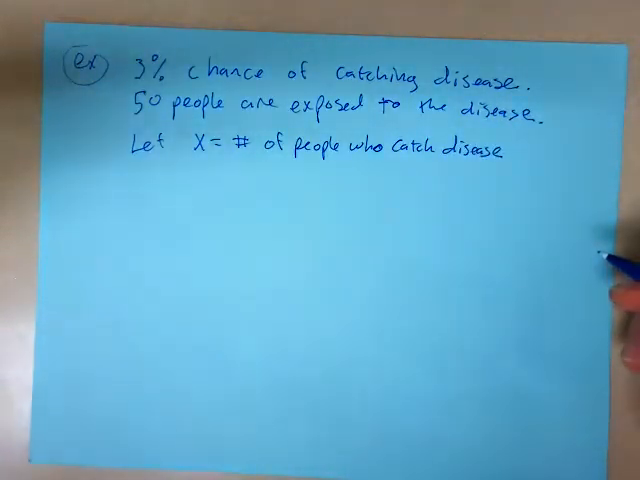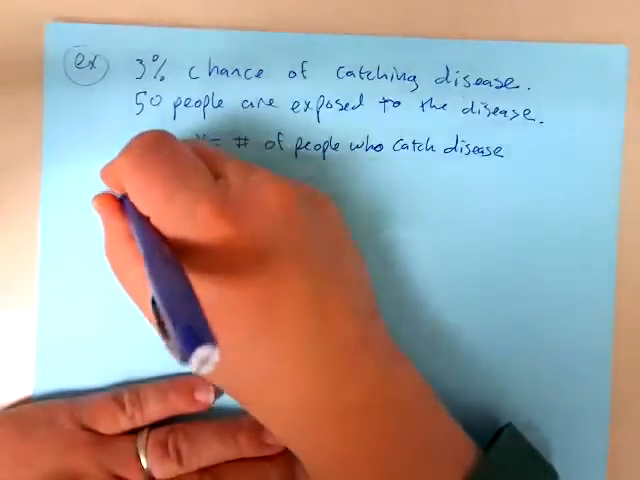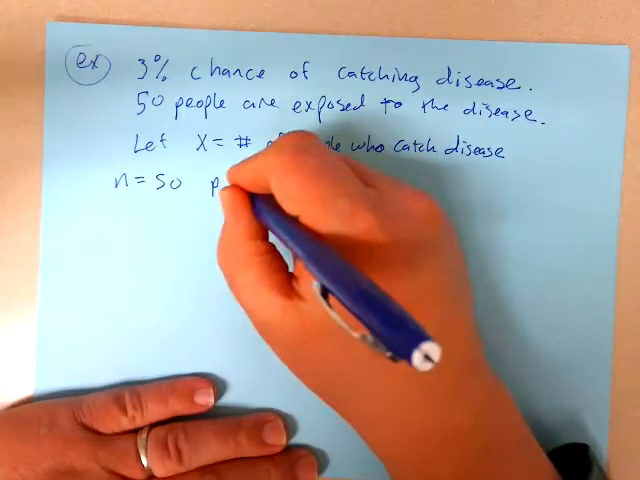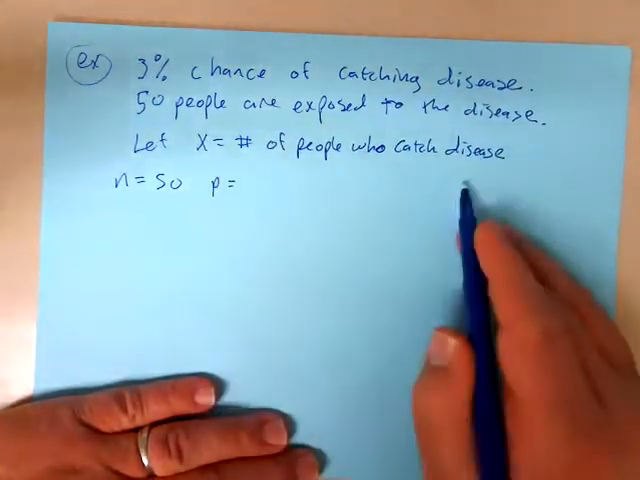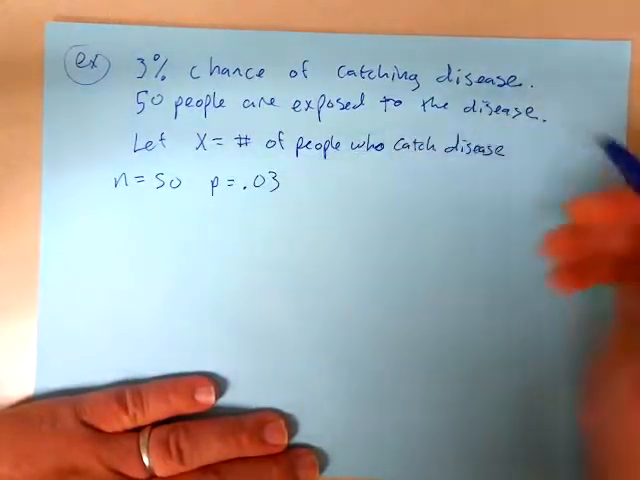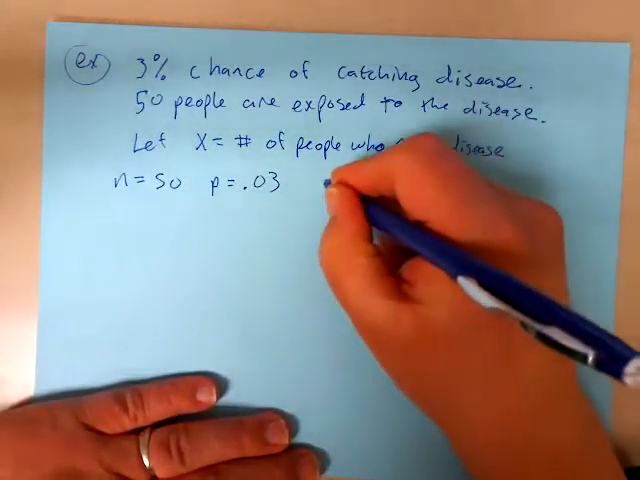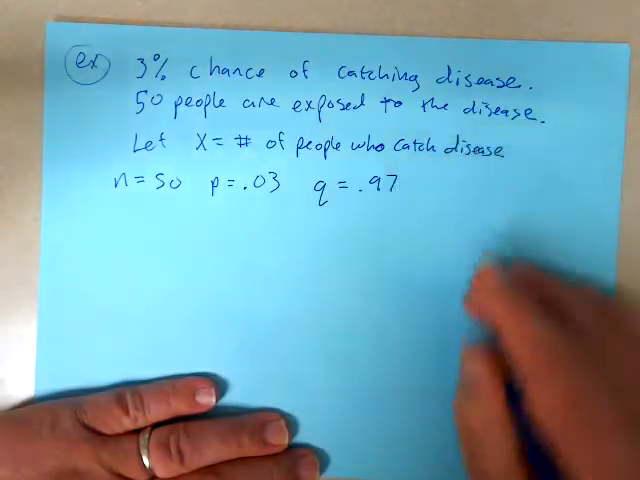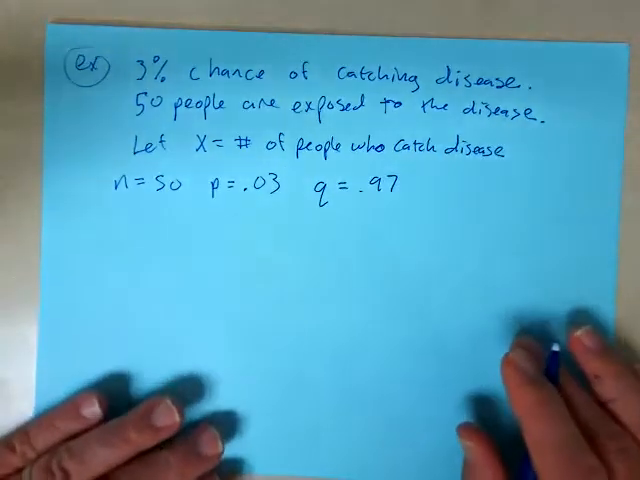Okay, and as we found out last time, the number of trials, n, was equal to 50. In this case, the success was catching the disease, because x is the number of people who catch the disease, and there's a 3% chance of that happening. And so the failure is not catching the disease, and there's a 97% chance of that happening.